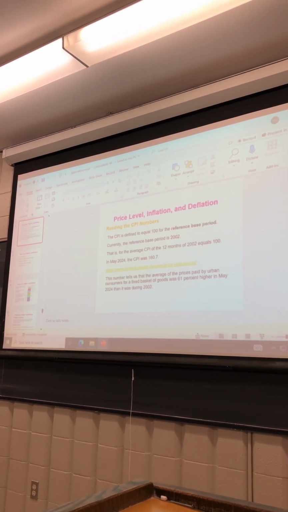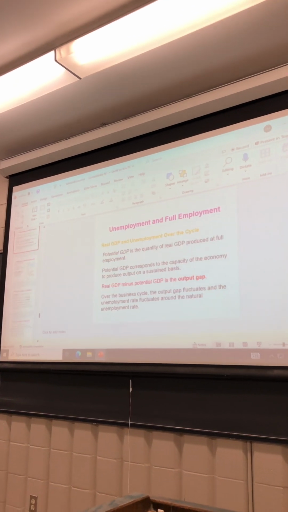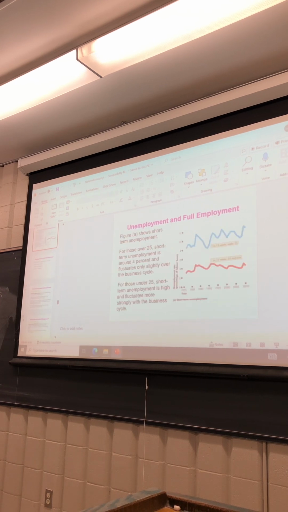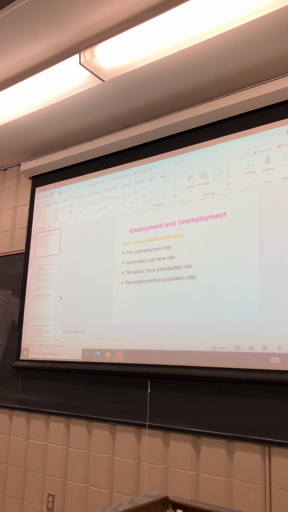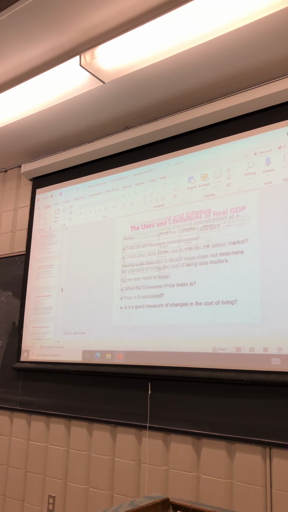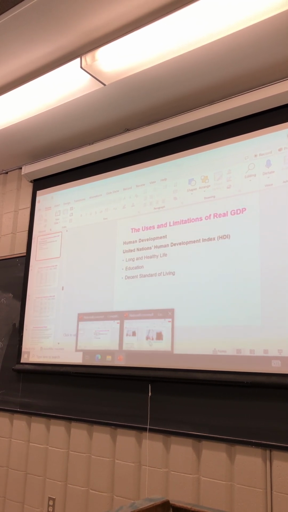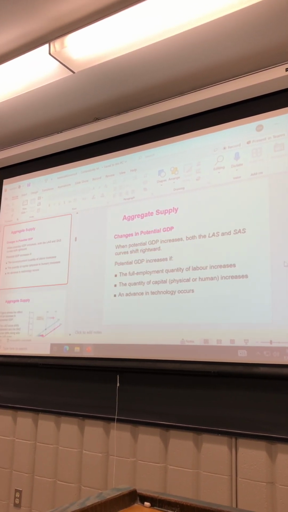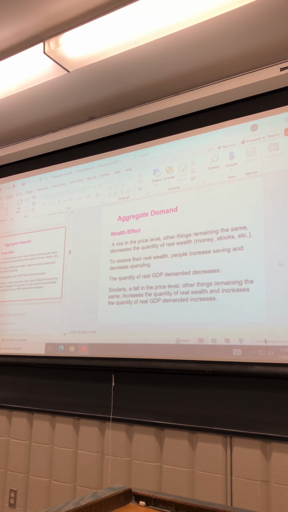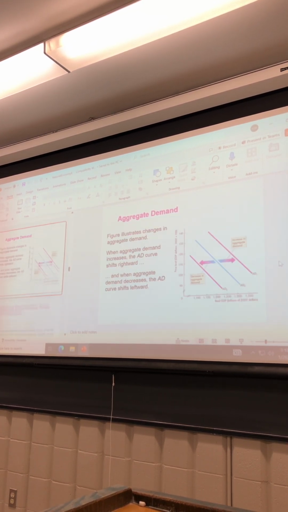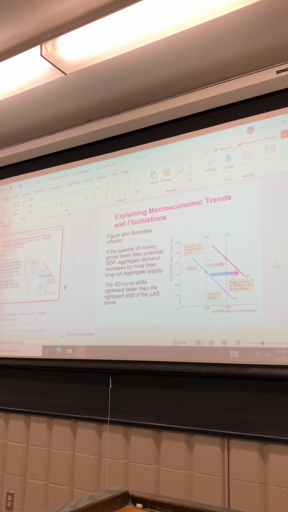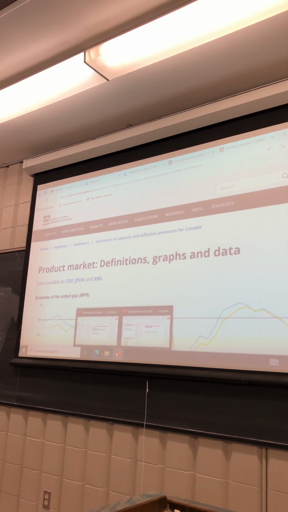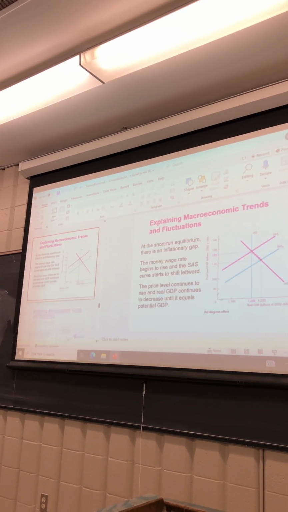Output gap must be a bit maybe earlier or in the next. I don't see. Maybe it's in the other file. So let's look at it here. Here, this is the output gap. The Bank of Canada estimates the difference between our actual and potential GDP.